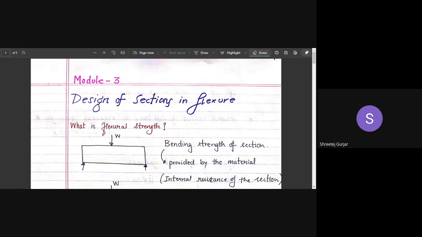So for that we are designing. We are designing especially for Flexure in this particular module. So when we want to design for Flexure, we need to understand what is Flexure first, what is flexural strength, right? And we need to learn how to analyze your members in Flexure, right? After you learn what is flexural strength, and how to analyze flexural members, then you can go for design, right?